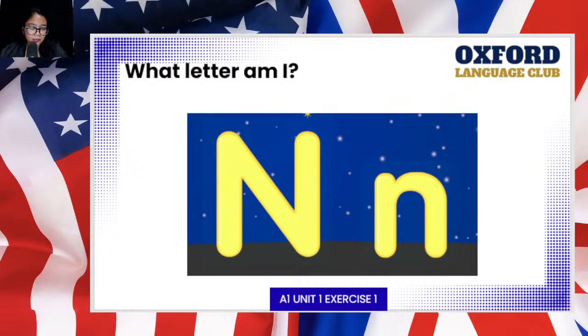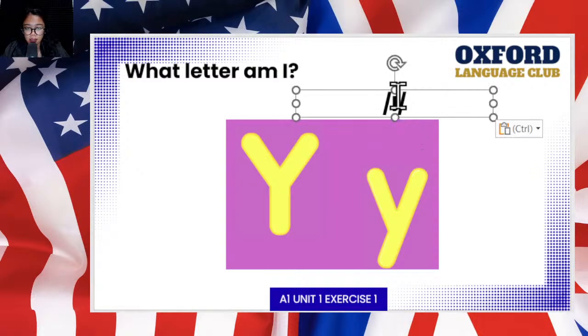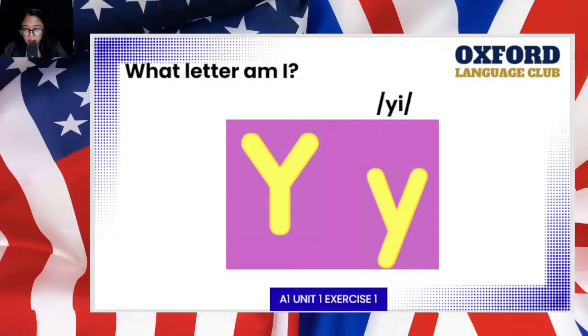Moving on to this one. Again, this letter is the second to the last letter in the alphabet. This is letter Y. Now, how does Y sound like? Let me see. This one. It sounds like Y. It's also quick. Okay?